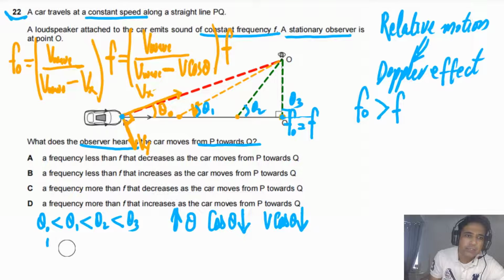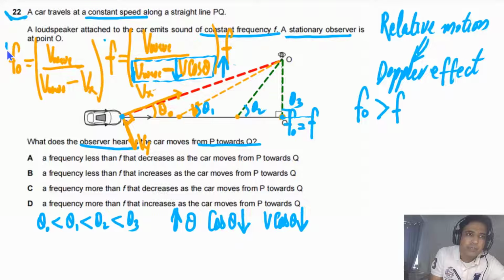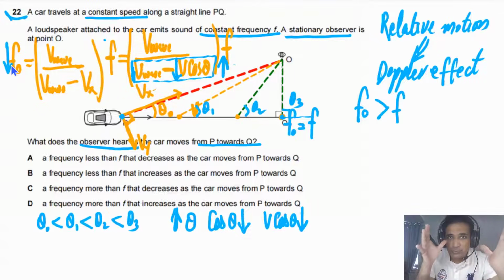If you have an understanding of these things, now we can go back to the Doppler effect equation. If you look at this, if this one decreases, overall this one will increase. If overall this one increases, how about this frequency? Observed frequency will decrease. This is the main point you need to understand.